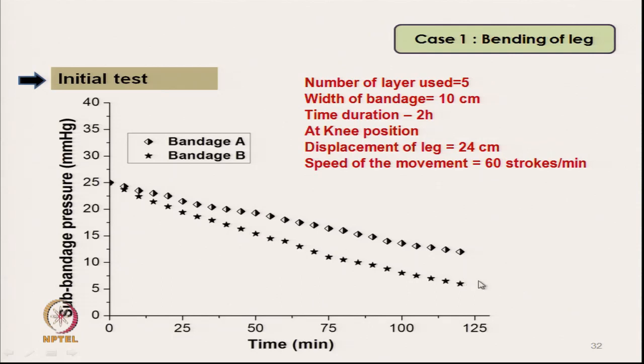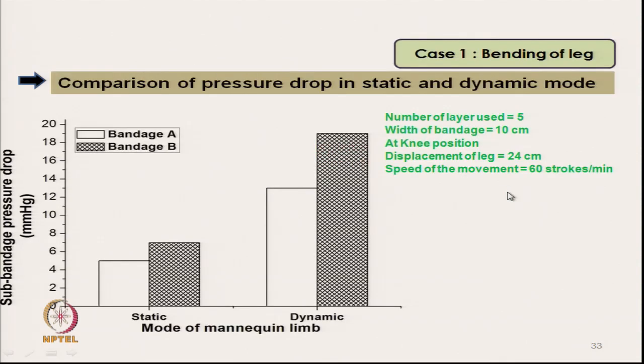That means there is stress relaxation for both bandage A and bandage B, but the ideal bandage should be one where there is no reduction in subbandage pressure. We have to select the bandage where the pressure drop is least with time, and this figure shows the subbandage pressure in the static mode and the dynamic mode.